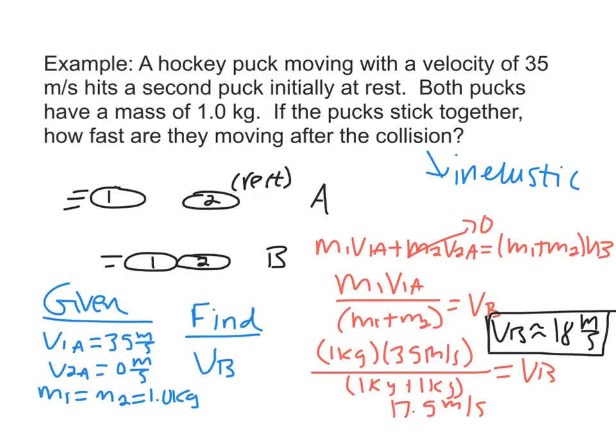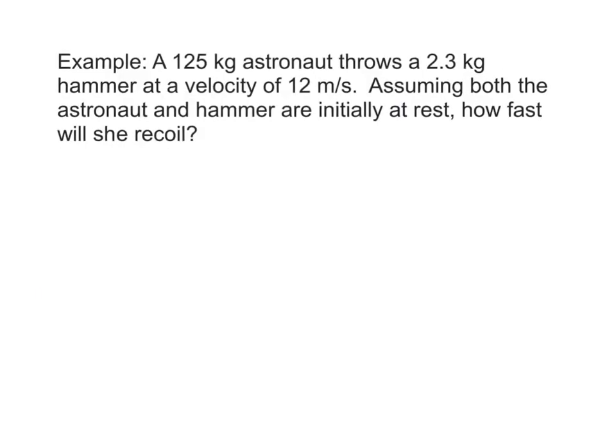All right, let's do the next two examples. So here we have a 125 kilogram astronaut who throws a 2.3 kilogram hammer at a velocity of 12 meters per second. Assuming both the astronaut and hammer are initially at rest, how fast will she recoil? And remember, recoil just means move backwards.